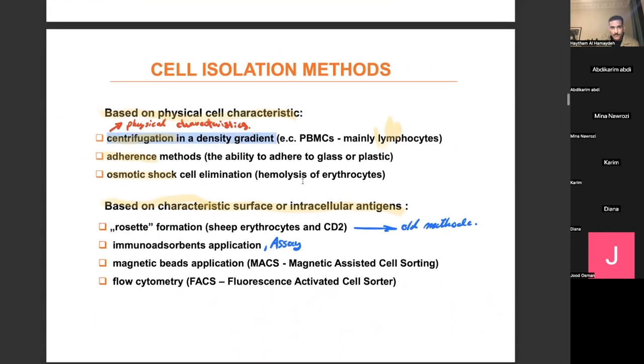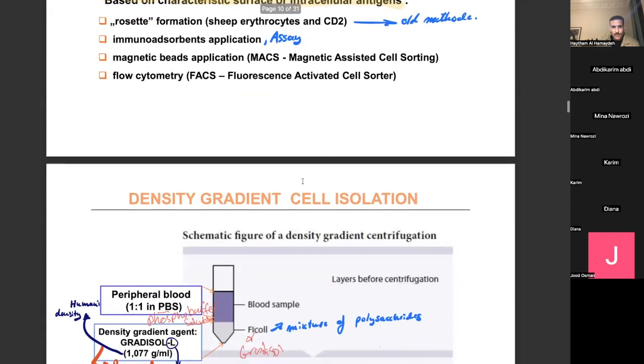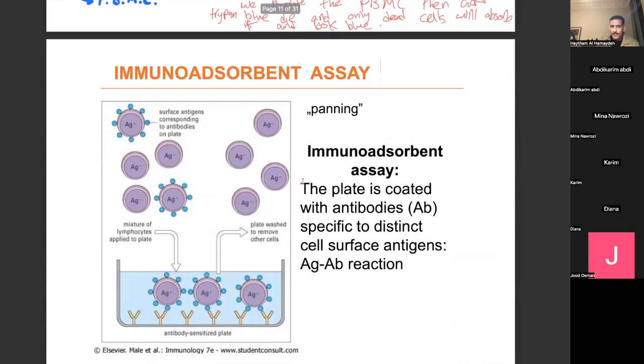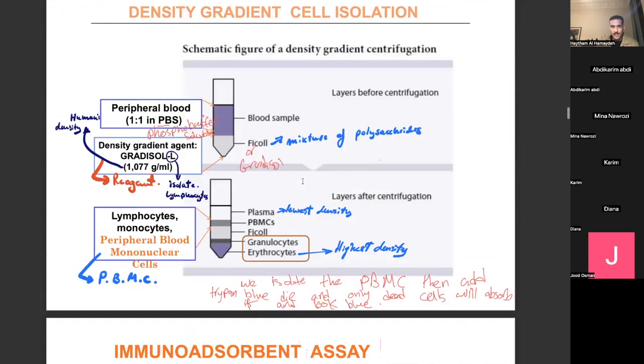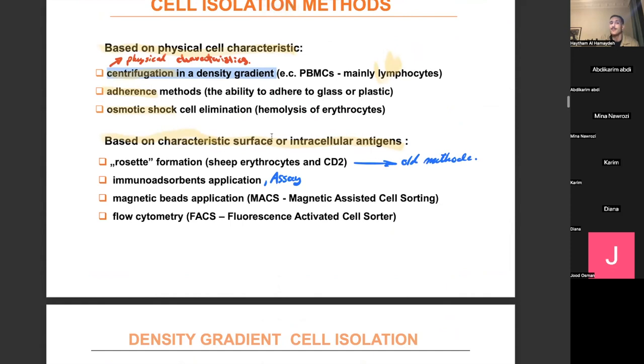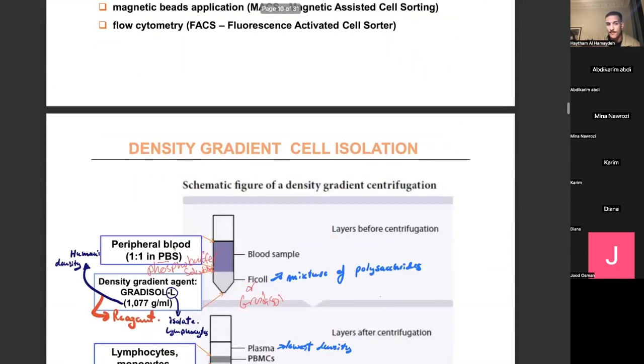Okay? The next thing. This is the immunoadsorbent assay. And what is this? We're basically talking about a method that will help us separate cells according to the antigens present on the surface. Not their weight, not their physical characters. We're now describing methods used to separate cells according to the antigens on the cell membrane. Okay?